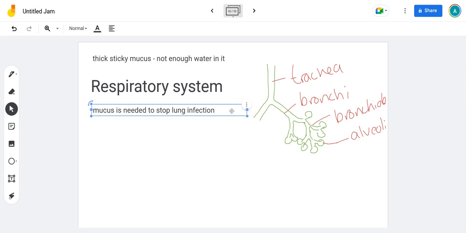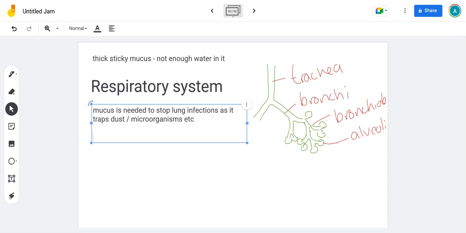And also we need some mucus in our alveoli, but not too thick, because otherwise it makes an even thicker barrier for the oxygen and carbon dioxide to diffuse across to get into the bloodstream. Okay, so mucus is needed to stop lung infections, as it traps the dust, microorganisms, etc., before they go into the lungs and cause infections.